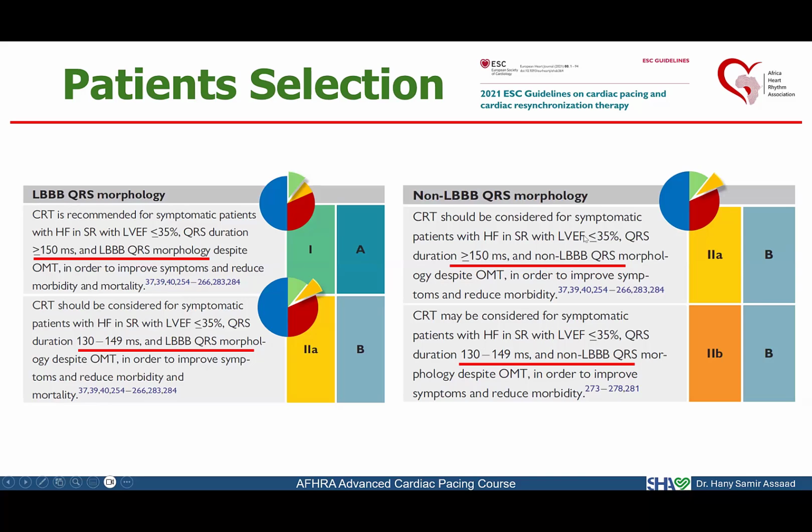CRT should also be considered for patients who have non-left bundle QRS morphology, especially those who have a wide QRS of more than 150 milliseconds, and this is a 2A, should be considered recommendation. For those who have a less wide QRS and non-left bundle branch morphology, they have a class of recommendation of 2B, so it may be considered for them to be implanted with a CRT if they are still symptomatic despite optimal medical therapy.